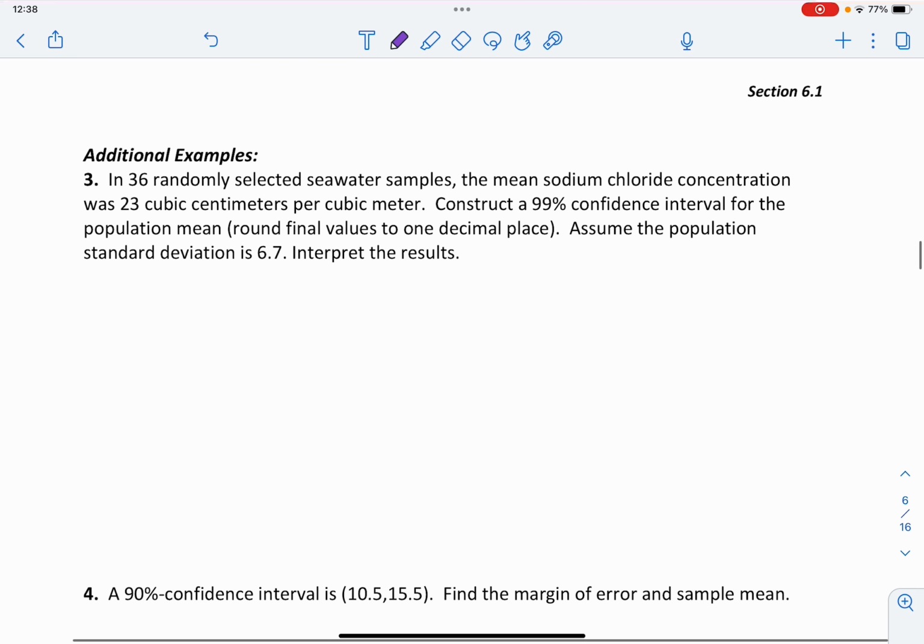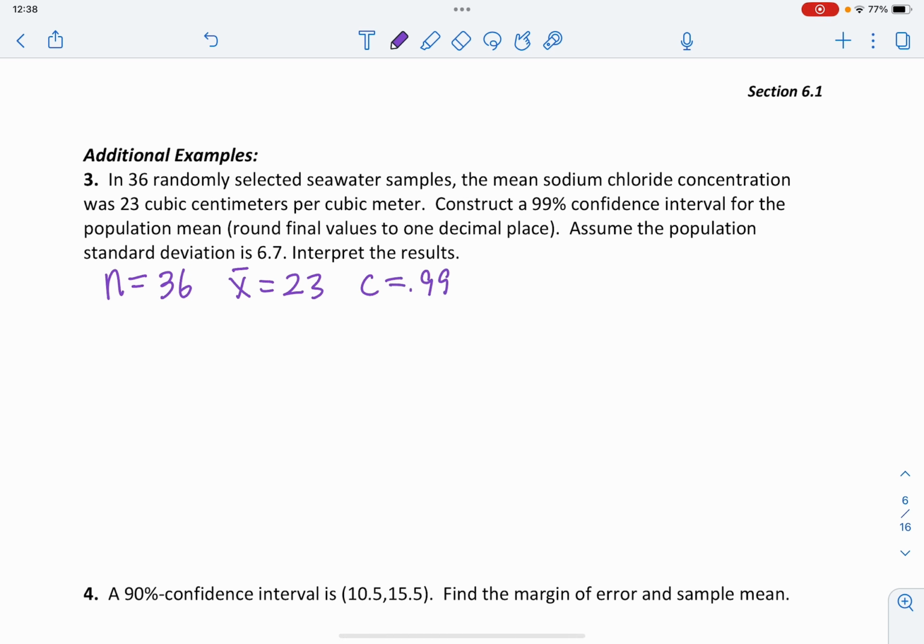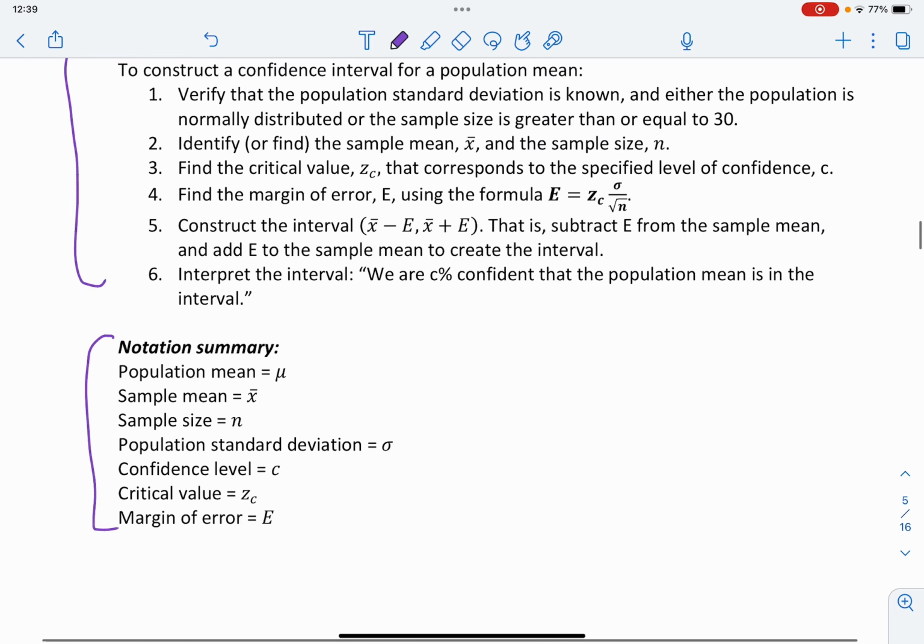So here's one. We're just going to do all the steps on our own. So I like to write down all my variables. N is 36, right? Random sample of 36 seawater samples. The mean was 23, so that's a sample mean because it's based off of that sample. The C is 0.99, and the standard deviation is 6.7, right? And then the first thing I need is the critical value, and this is a 99% confidence level. So I go back up to my little table.